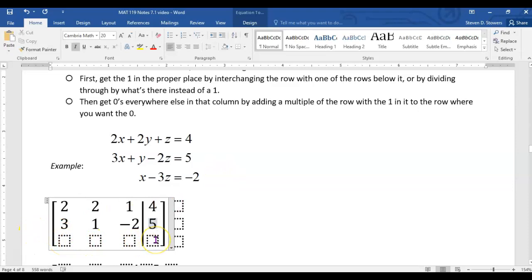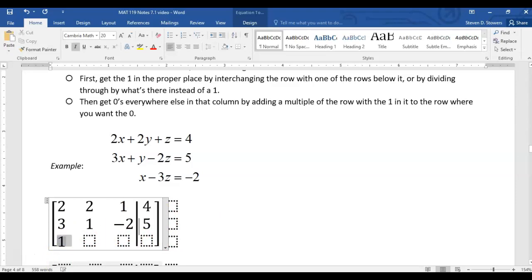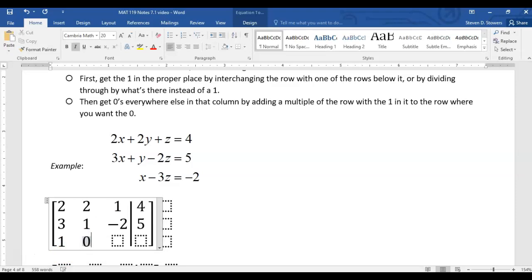What do you think the bottom row of the matrix is going to look like when I take the equation x minus 3z equals -2 and put all the numbers in place? So the first column is the coefficient on the x, that's 1. The second column is for the coefficient on the y term, and that would be 0. And the third column is for the coefficient on the z term, and that would be -3. And then over in the last column, we have the constant term, and that is -2. So there's our augmented matrix: 2, 2, 1, 4, 3, 1, -2, 5, 1, 0, -3, -2.